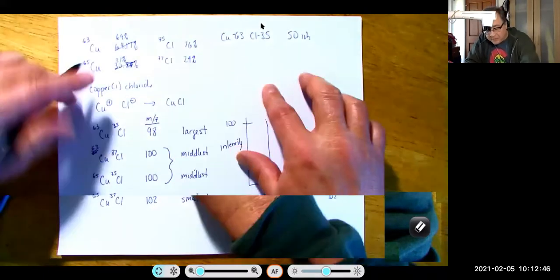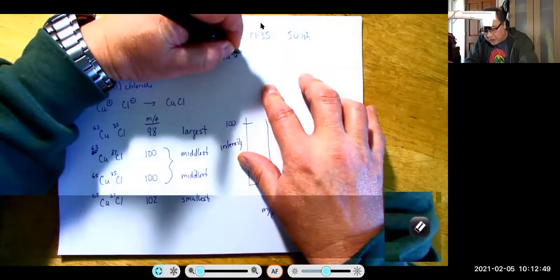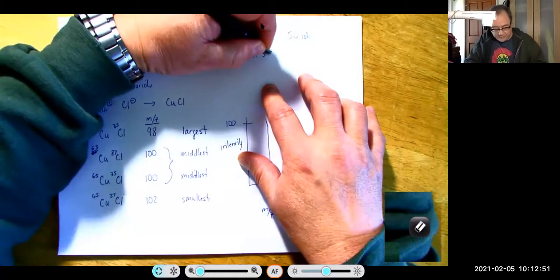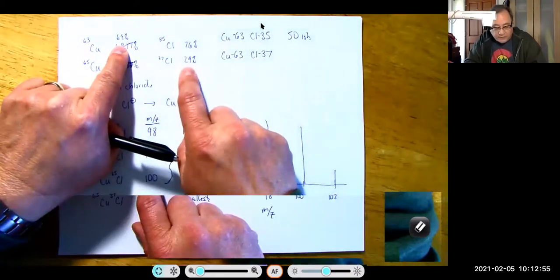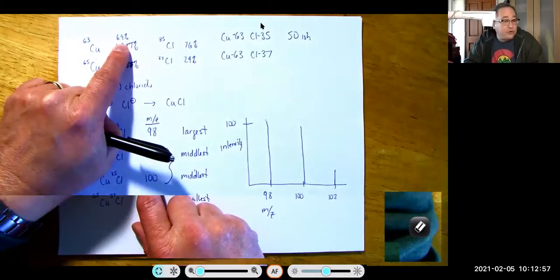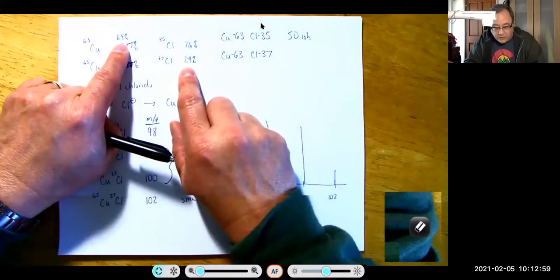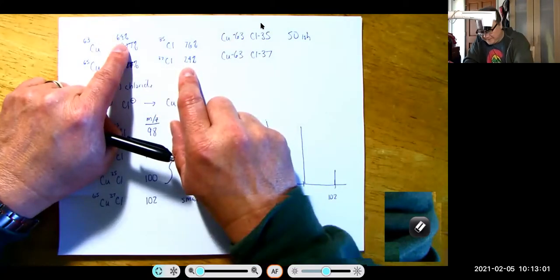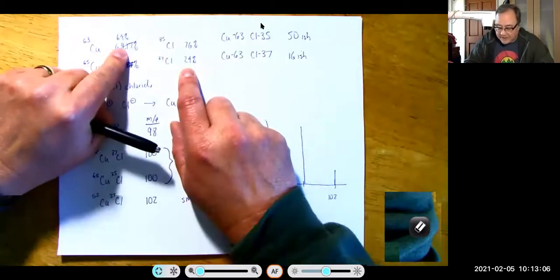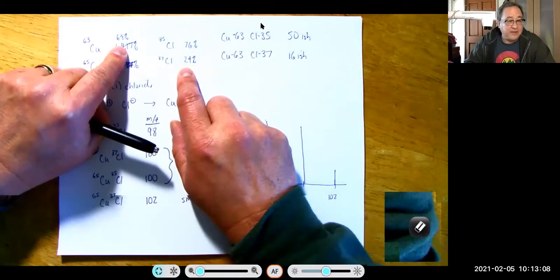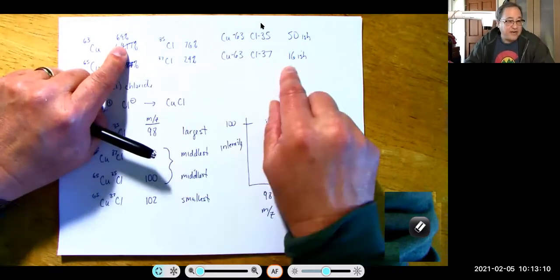And if we look at copper 63 and chlorine 37, we're looking at 1/4 of 70 or 2/3 of 24. 2/3 of 24 is roughly 16. And you can see when I multiply these, I'm not trying to get 1,600 or something like that. I'm just putting them into numbers that are kind of nice to work with.